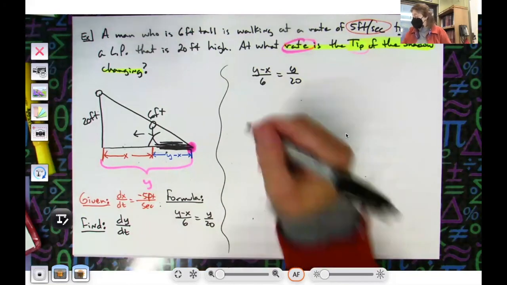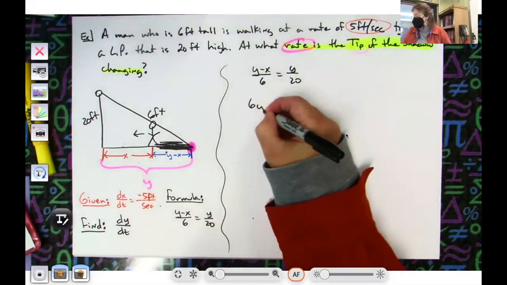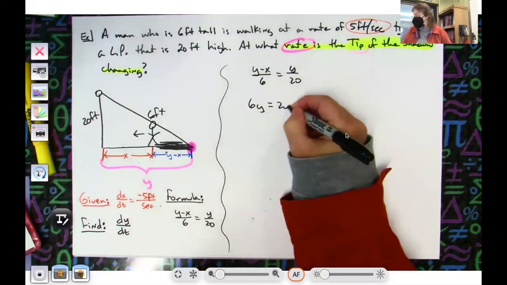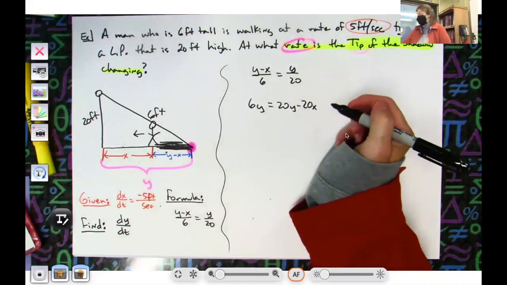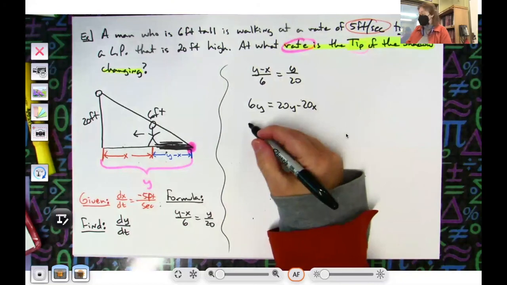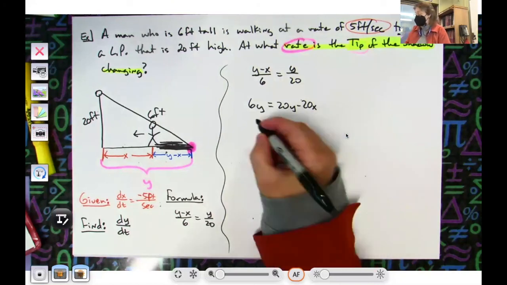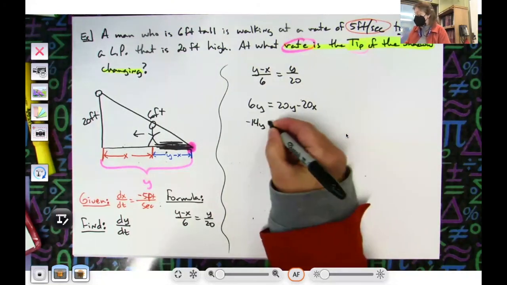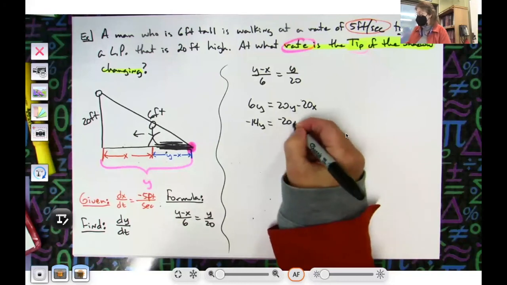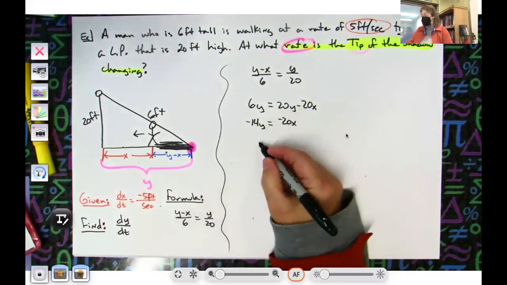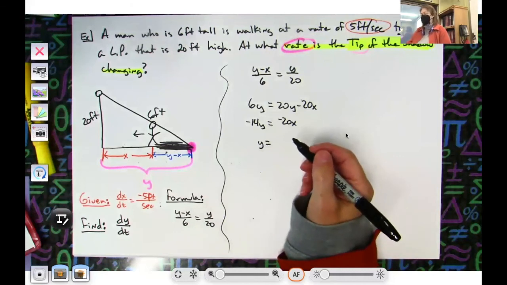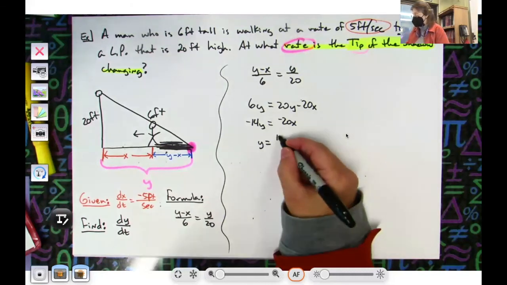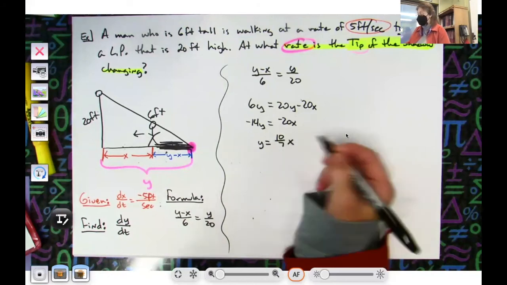Okay, so cross multiplying down, 6y equals 20y minus 20x. And then move that 20y over. I'm going to have a negative 14y equals a negative 20x. Solving for y, I'm going to have a positive. y equals 20 over 14, which would be 10 over 7.